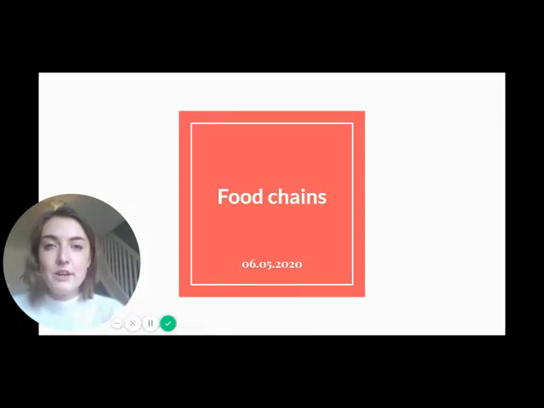Good morning, Year 2. So today is our last lesson on food chains. Before we start, we're going to go back through the words we learnt yesterday because we're going to be using those today to make our own food chains.